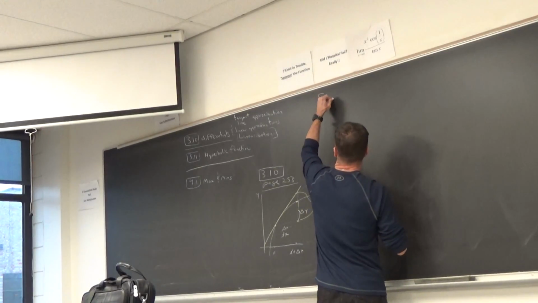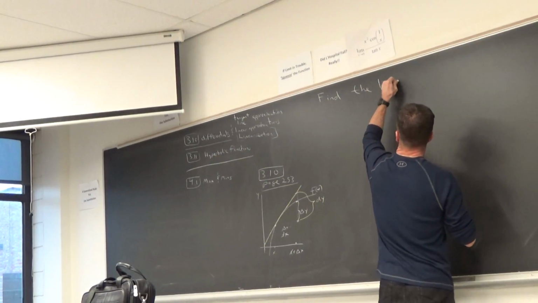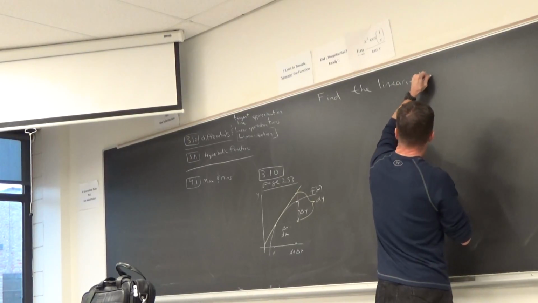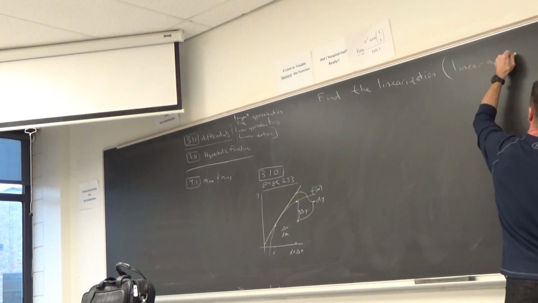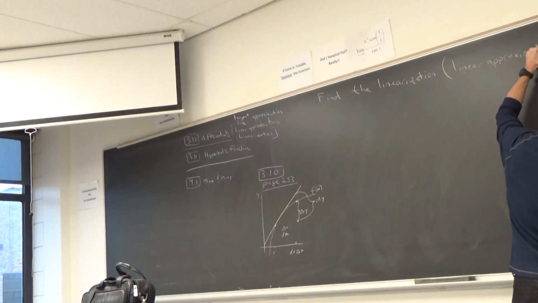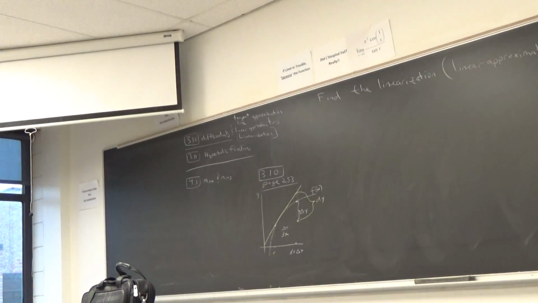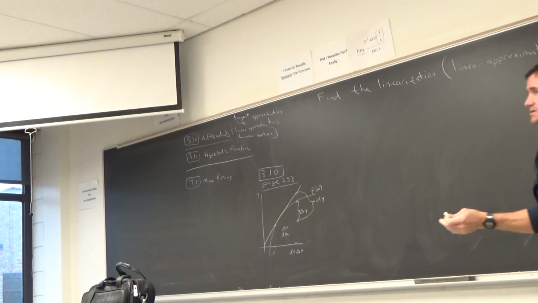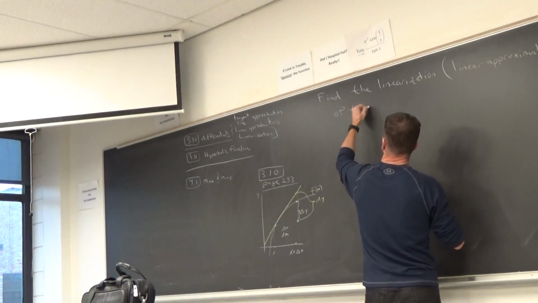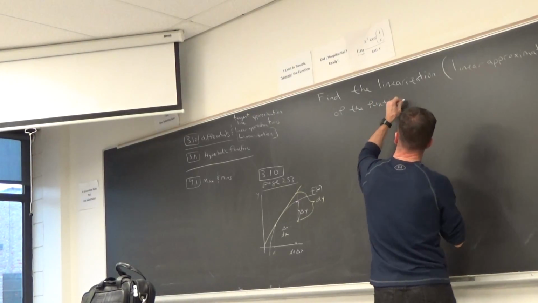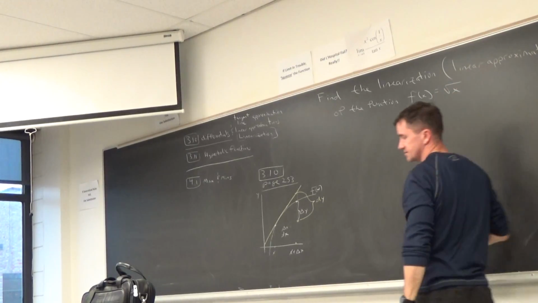All right, Owen. You and I are going to find the linearization. I'll put in parentheses linear approximation. We can call it L of x. We're in as a function, L of x, of the function f of x equal to the square root of x.